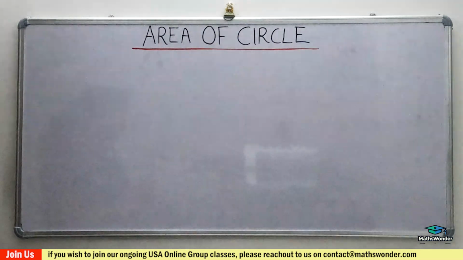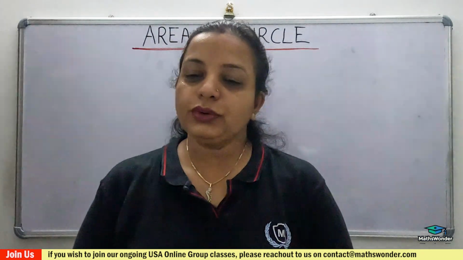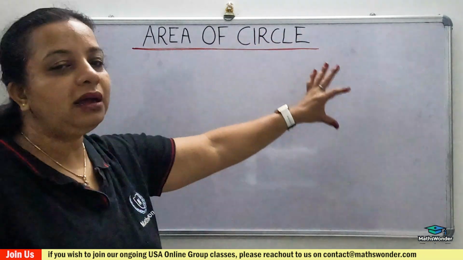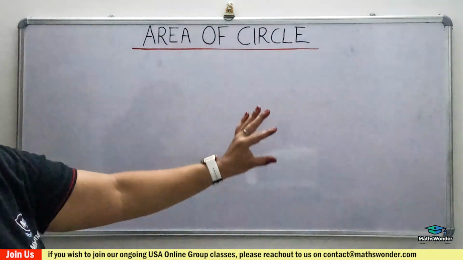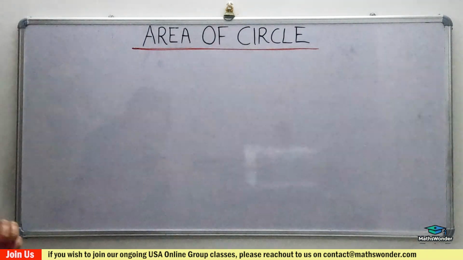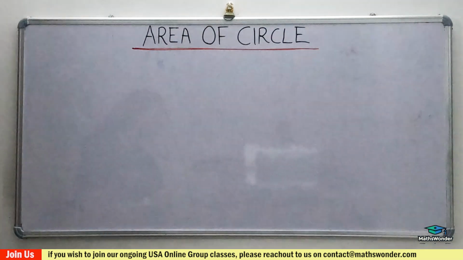Now let us find the area of a circle using graph paper. Draw a circle of radius 4 centimeter on a graph paper. Find the area by counting the number of squares enclosed. So this is method number 1. You will take a graph paper, draw a circle of any radius, and then count the number of squares enclosed. Then you can find the area.